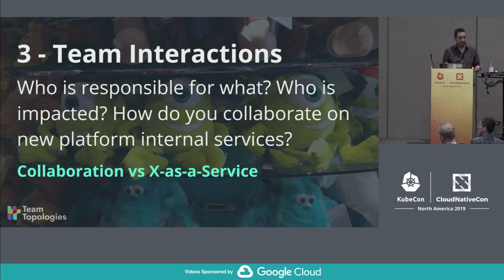And number 3, think about the team interactions. Do we know who is responsible for what? Is that clear? And who is impacted? And in general, how do we collaborate on new services? And do we have this understanding of what should be happening in terms of the interactions, either collaboration when we're working on a new service or X as a service? Making these team interactions very clear is going to help reduce friction and increase adoption of Kubernetes or whatever technology you're trying to put forward to help your organization.